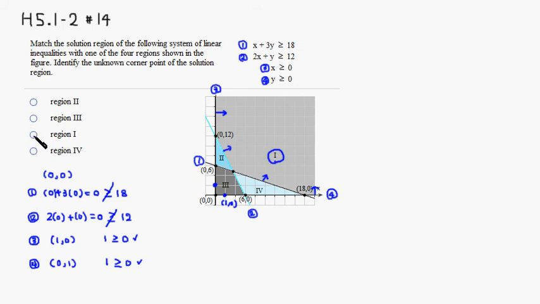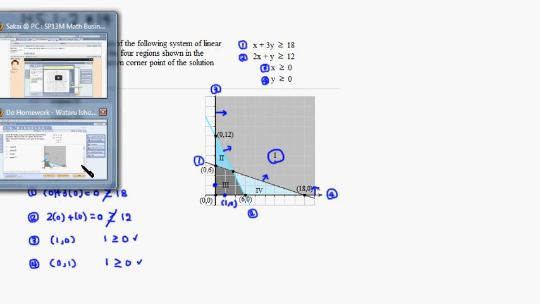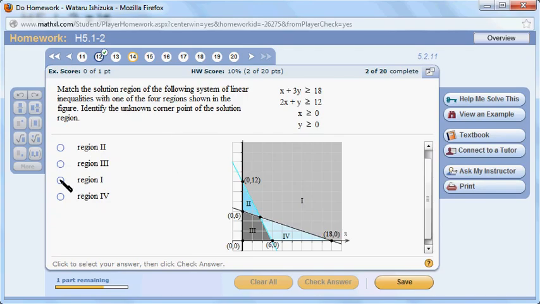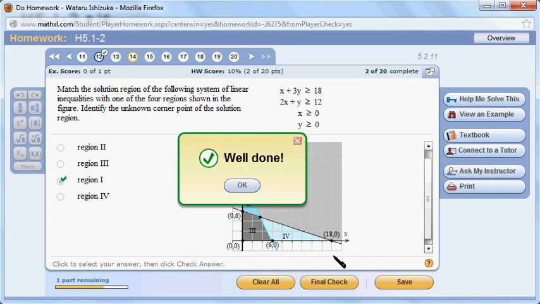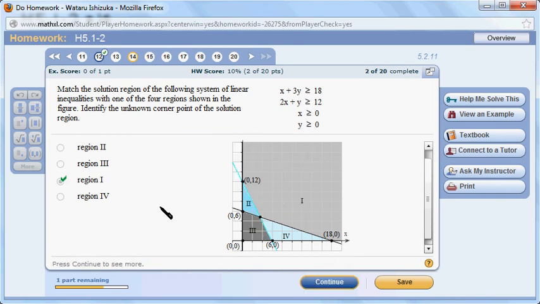So let's go back and check. Region number 1. Check the answer. All right, that's it. I hope that this was clear. No, actually, there's more parts, sorry.